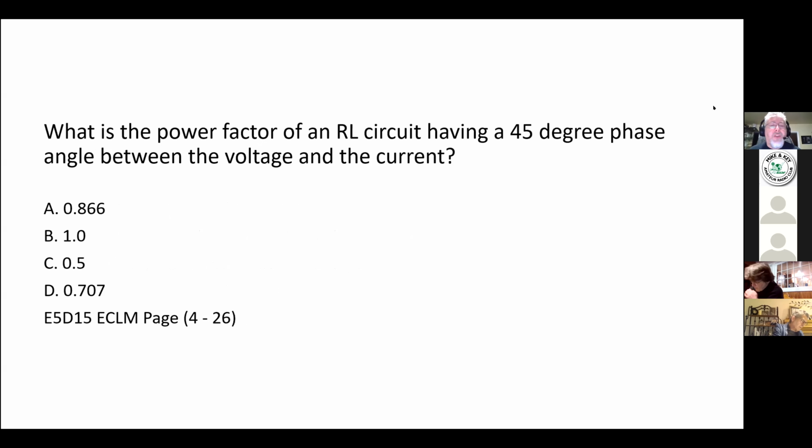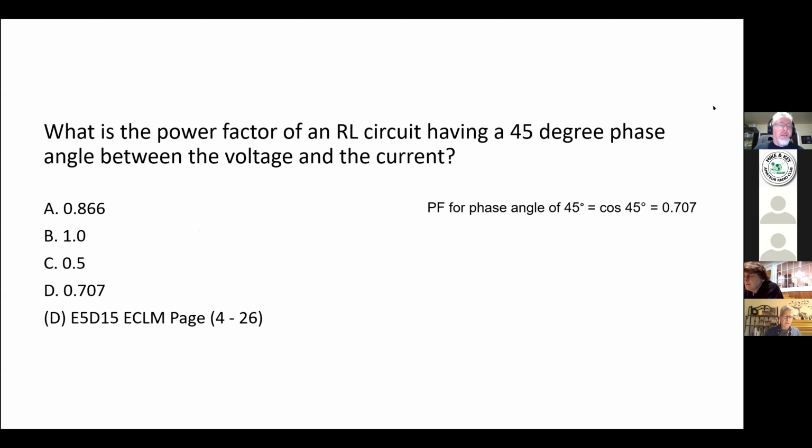What is the power factor of an RL circuit having a 45-degree phase angle between the voltage and the current? A, 0.866, B, 1.0, C, 0.5, or D, 0.707?